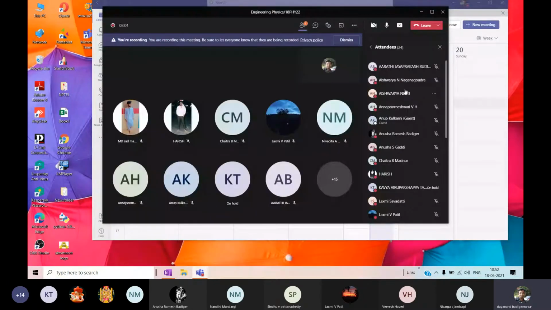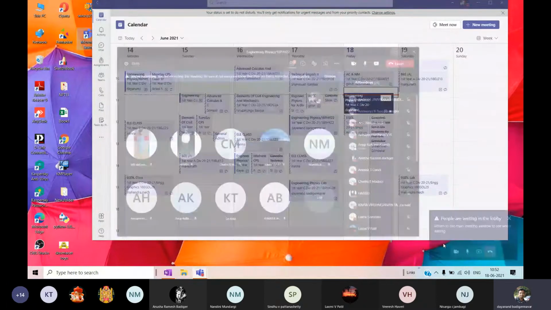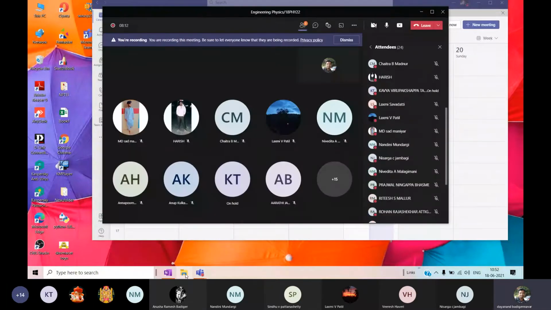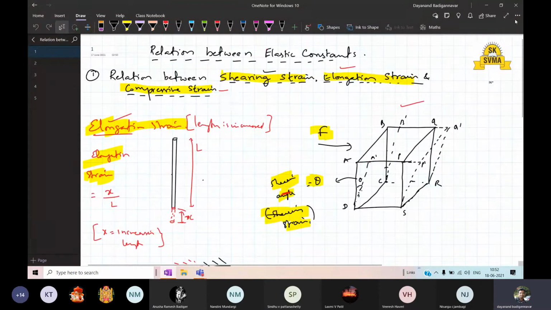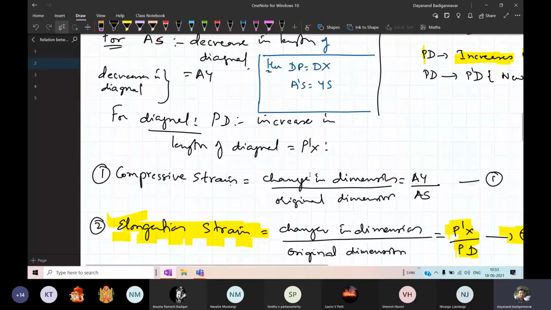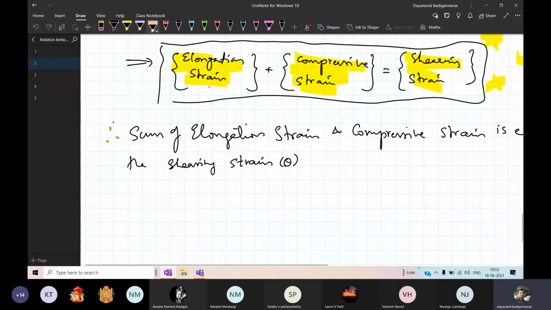So in the last class, we have discussed about the relation between shearing strain, elongation strain, and compressive strain. It was a very lengthy discussion. We found out at the end that the relation between these three is such that the elongation strain and compression strain, the sum of these two, will be equal to the shearing strain.